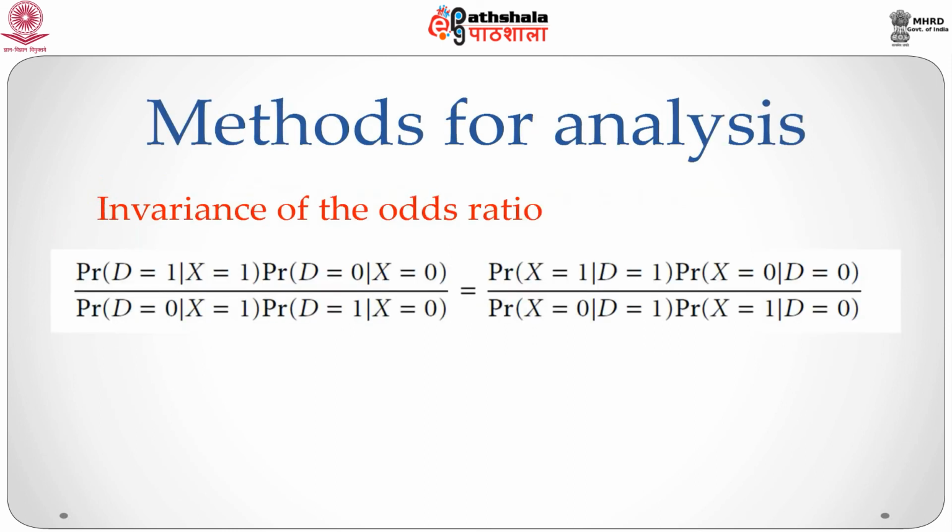In going to the methods for analysis, our motivation here was to establish the invariance of the odds ratio. So you can see that the invariance of the odds ratio follows from the fact that the odds ratio as defined for a cohort study, where we sample given X, where X is exposure, and the odds ratio from a case control study, where we sample given D, where D is disease, are necessarily same, and this can easily be shown by an application of Bayes' theorem.